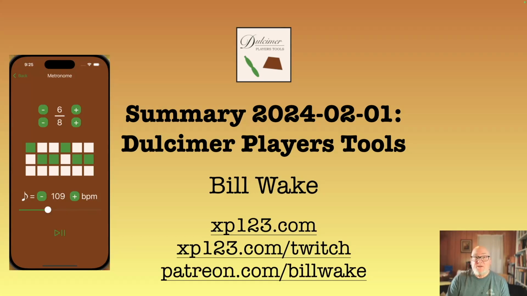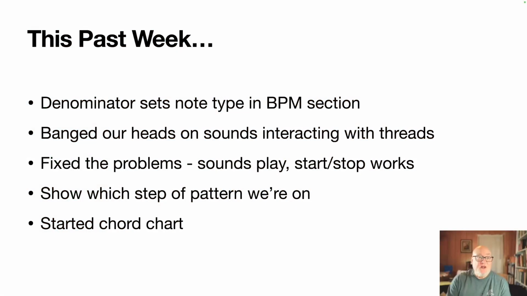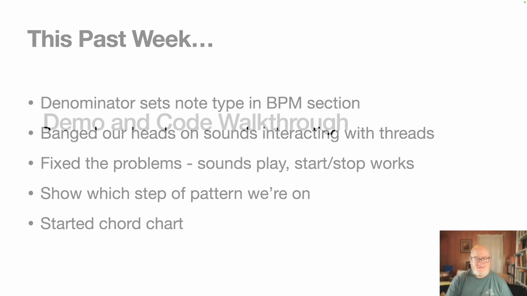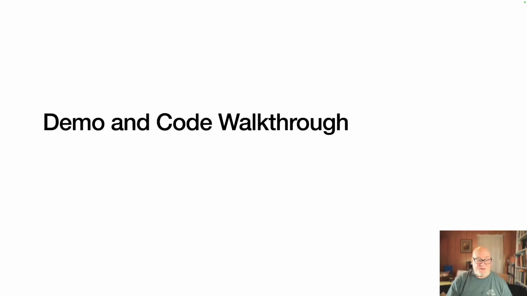We're working on building a set of tools for dulcimer players, and one of them is a metronome. This last week, we made our denominator, which is the time signature, set the note type. We've banged our heads on sounds interacting with threads for a good session and maybe a half. We fixed those problems. We got sounds playing and start and stop working correctly. And we added a facility to show which step of the pattern we're on. And finally, we finished that and started the chord chart. Didn't make a whole lot of progress there. Let's see a demo and take a code walkthrough.